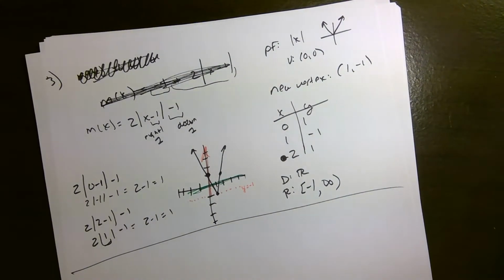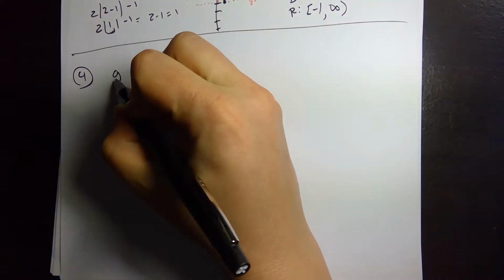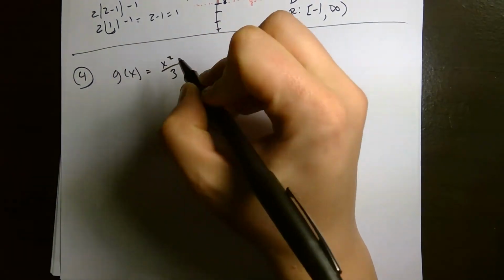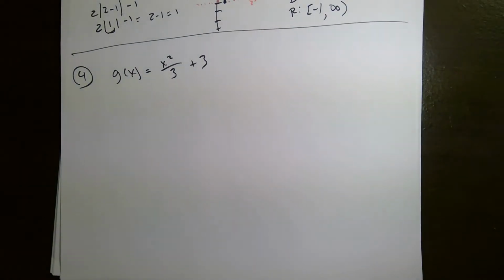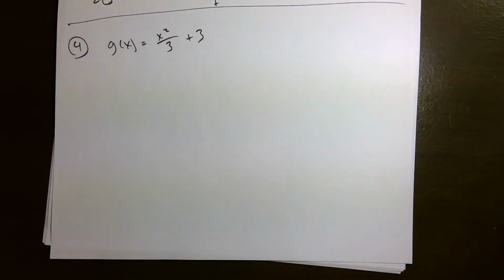Okay, so the next one that I want to show you, number 4, I picked this one specifically because it also looks a little different, and I don't want you guys to freak out when you see that these look different. So the problem is g of x is going to equal x squared over 3 and then a plus 3. Now, this is the first one where we have seen a fraction, so to speak, and so what we want to do is we want to get that fraction out of there.